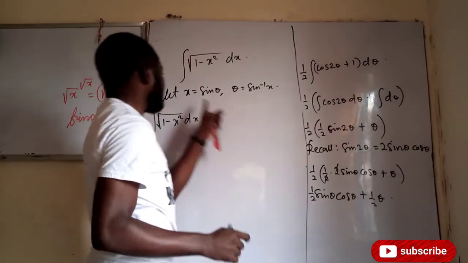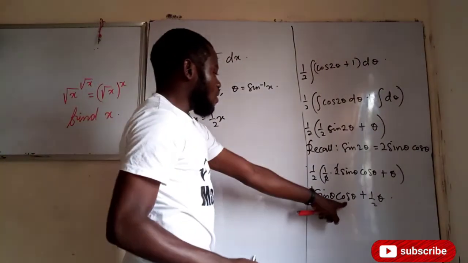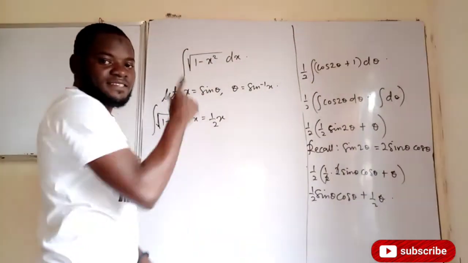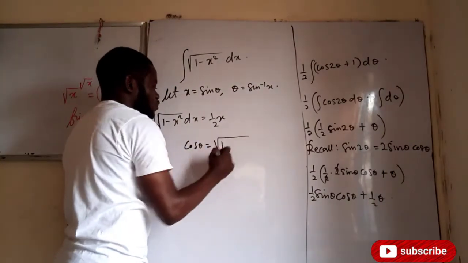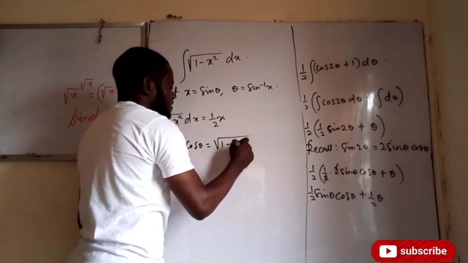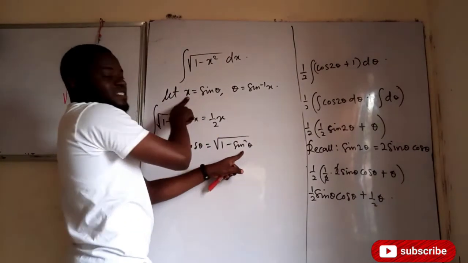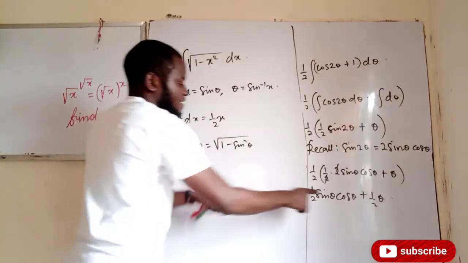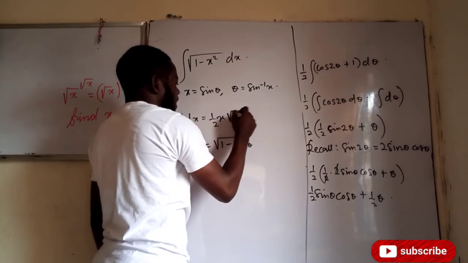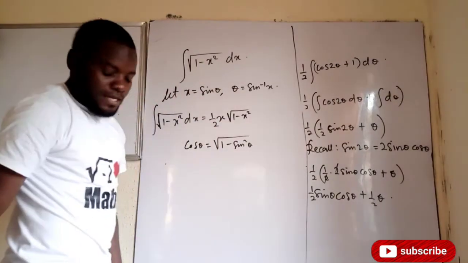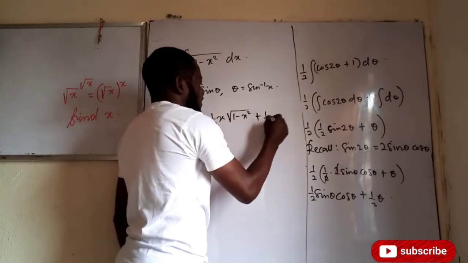Sine theta is the same thing as what? X, like this. So I'll put x here. Then cos theta, if you remember, is the same thing as saying the square root of 1 minus what? Sine squared theta. And sine squared theta is the same thing as saying what? X squared. Hence, cos theta, I will replace it with the square root of 1 minus x squared, like this. Okay? Plus 1 over 2 theta.